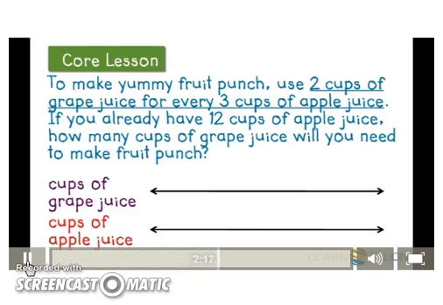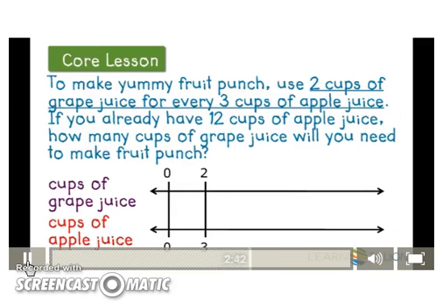The first point we're going to mark on our number lines here is 0 cups of grape juice and 0 cups of apple juice. Because if you don't have any grape juice, you're not going to have any apple juice, there's going to be no fruit punch. The next point we're going to mark is 2 cups of grape juice goes with 3 cups of apple juice. These numbers go right over top of each other on the number lines because they're connected by that ratio relationship.